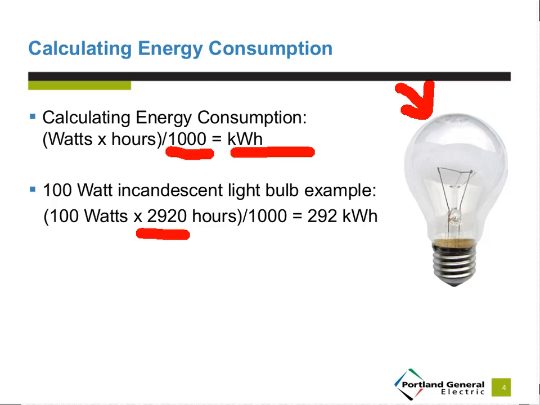So to figure out the kWh that this would use for that amount of usage per year, we would do 100 watts times 2,920 hours, and we divide that by 1,000 to get the kWh. We'd end up with 292 kilowatt hours.